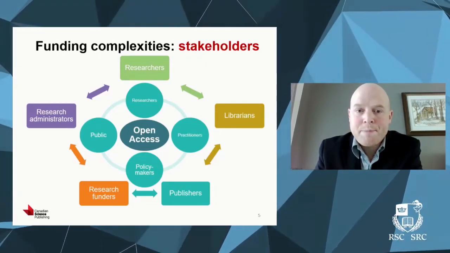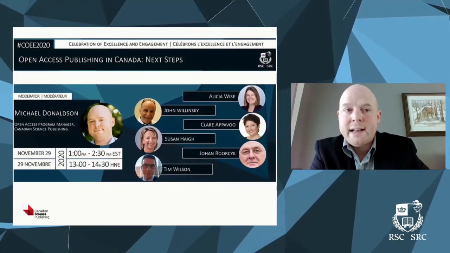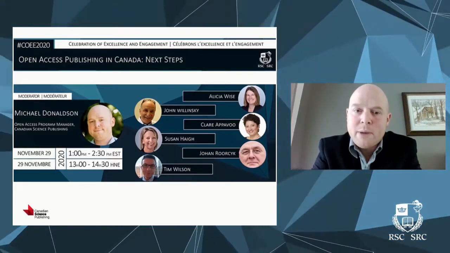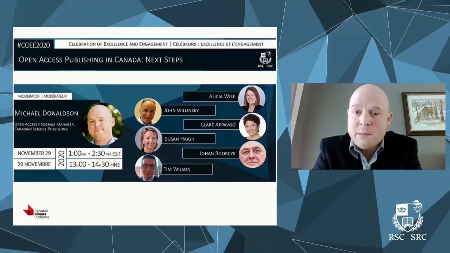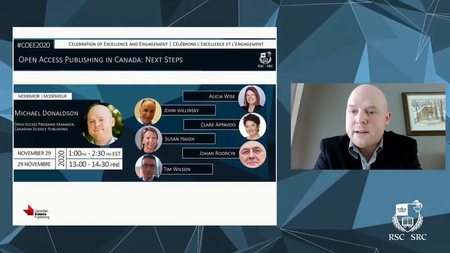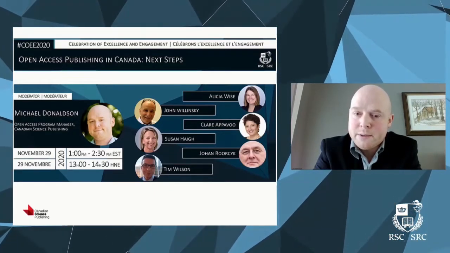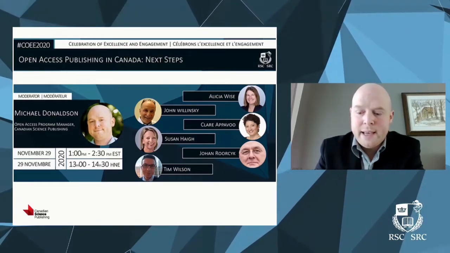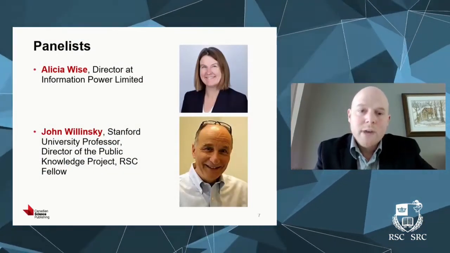But we're also in a good position to discuss those challenges and try to find ways to move forward in a sustainable manner. And that leads us to our topic for today, which is open access publishing in Canada, next steps. The focus of this panel is really to talk about how we can advance open access in Canada, and how we can do so in a sustainable way. We're also leaning on some of our international colleagues. We have some international panelists who are able to share their insights and perspectives, and we may be able to learn some new information from them on how we can turn the dial towards open access here in Canada.